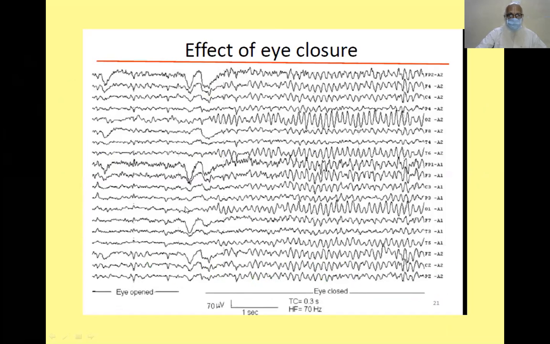Now, what happens with the eyes closed and eyes open? So around here, eyes are open. Up to here, eyes are open. Then at this point, eyes are closed. So you can see the EEG is nicely converted into more of alpha waves than this kind of smaller waves with higher frequency.